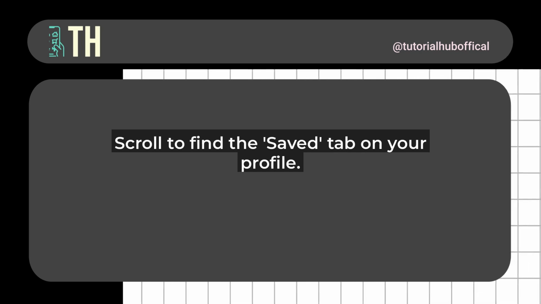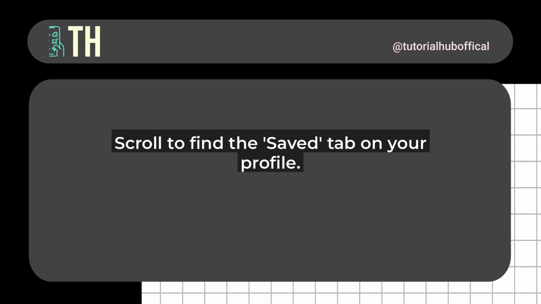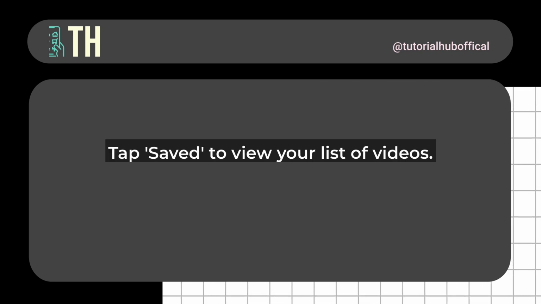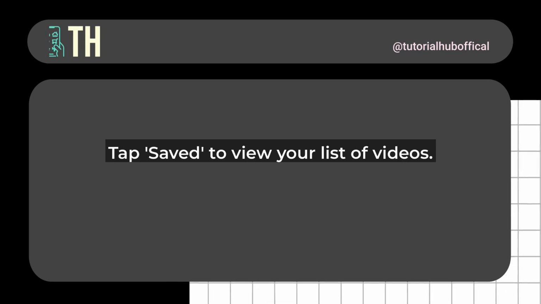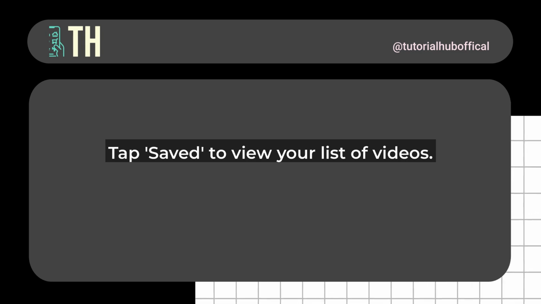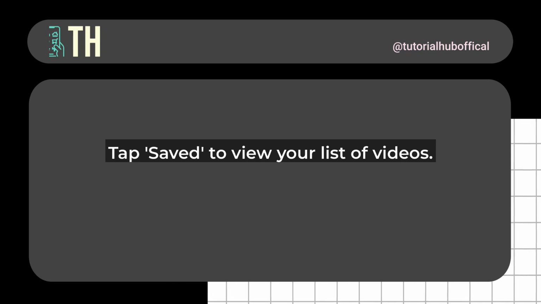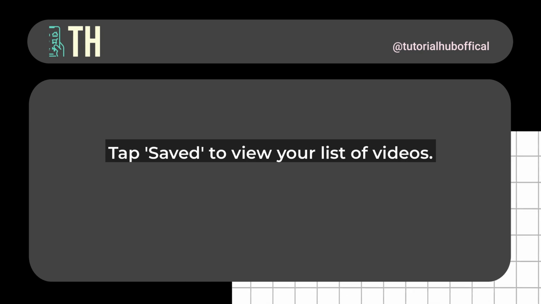Now, on your profile page, scroll down a bit until you see the Saved tab. It's usually right there under your bio or alongside other options like Favorites or Videos. Go ahead and tap on it. Boom! You'll see a list of all the videos you've saved.